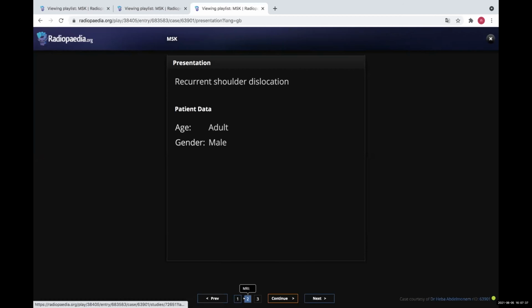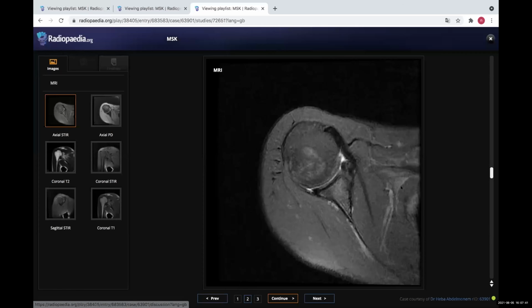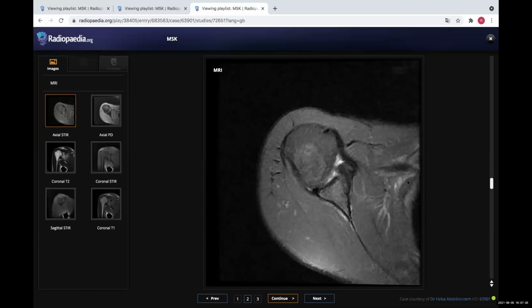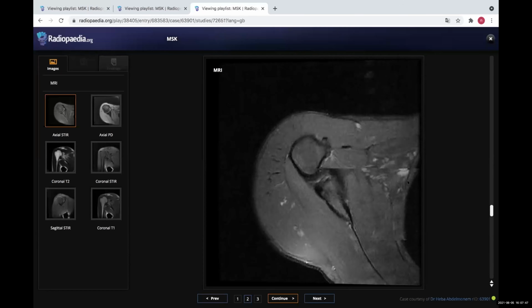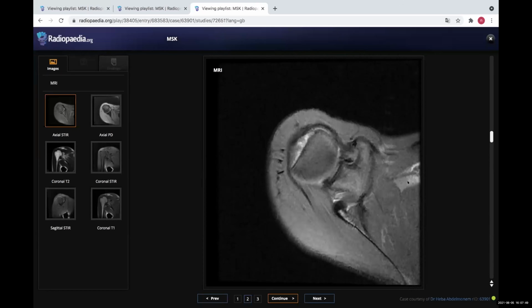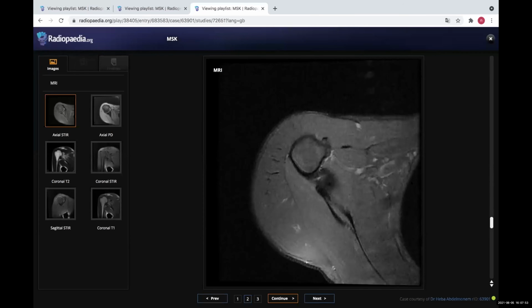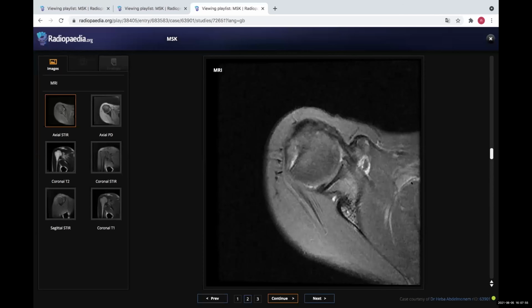This is with recurrent shoulder dislocation. And if you want, I will scroll through these images. What are these images? Do you know? Okay, these are the axial STIR images of right shoulder joint in a patient presenting with recurrent shoulder dislocation.